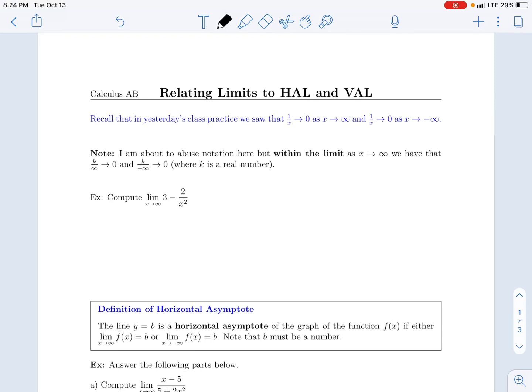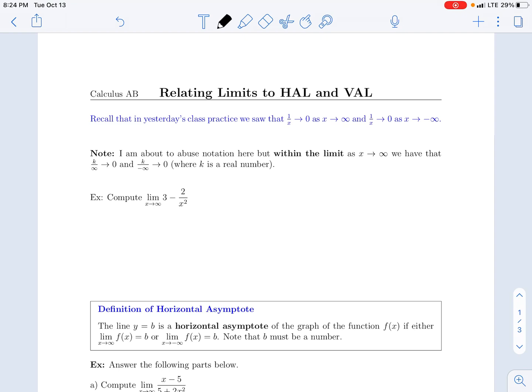Hello everyone. So today we're going to talk about relating limits to the horizontal asymptote line and the vertical asymptote line. During class practice, we saw that the function 1 over x as x approaches infinity went to 0. The same thing as x approaches negative infinity, we saw that 1 over x approached 0. We also saw a similar result as x approaches infinity for 1 over x squared: that fraction approached 0 as well.